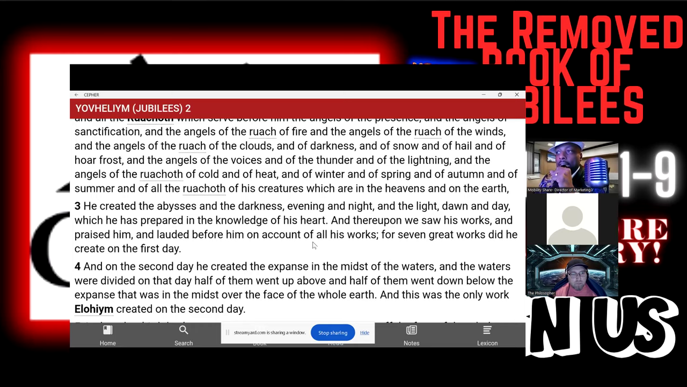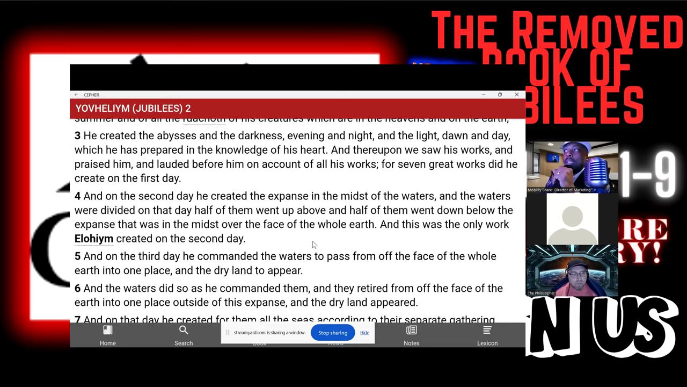And on the second day, he created the expanse in the midst of the waters. The waters were divided on that day. Half of them went up above and half of them went down below the expanse that was in the midst of the face of the whole earth. This was the only work Yahuwah created on the second day.